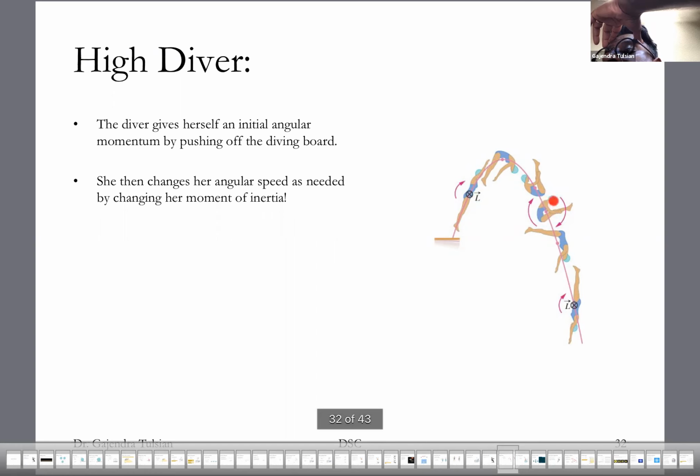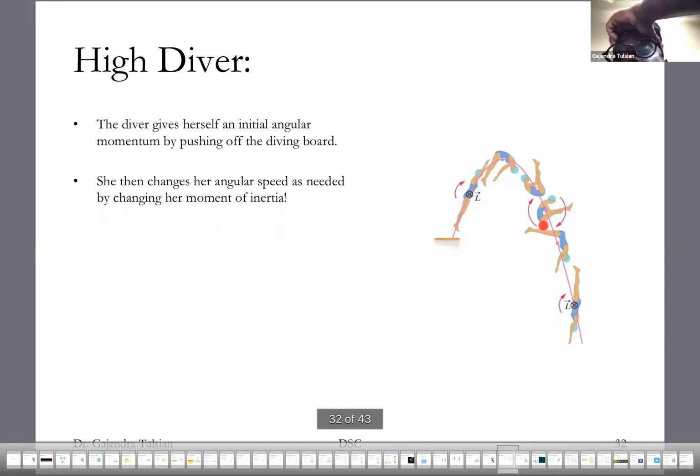And if you want to do 2 spins, you scrunch for an appropriately long time, and then uncoil yourself and dive down. Okay, so the more spins you want to do, the longer you are scrunched up, and that's how they control how many spins they do.